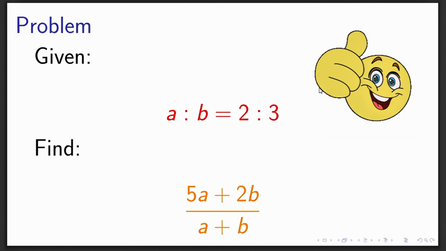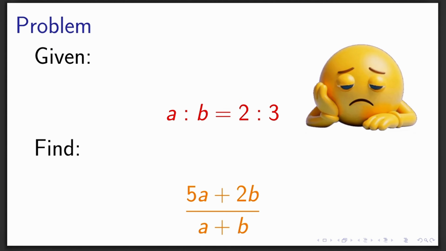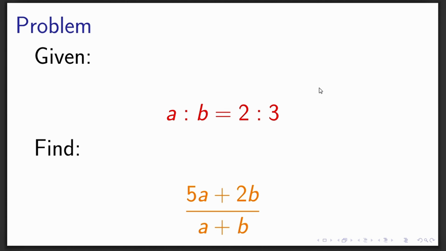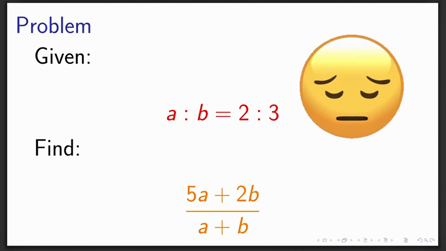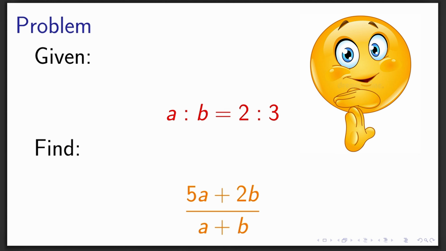When you see my trick, you will easily solve this question. Most of the students mess this up. Are you ready? We have a problem in which A ratio B is equal to 2 ratio 3, and we need to find (5A + 2B) over (A + B). Pause the video and try it yourself.